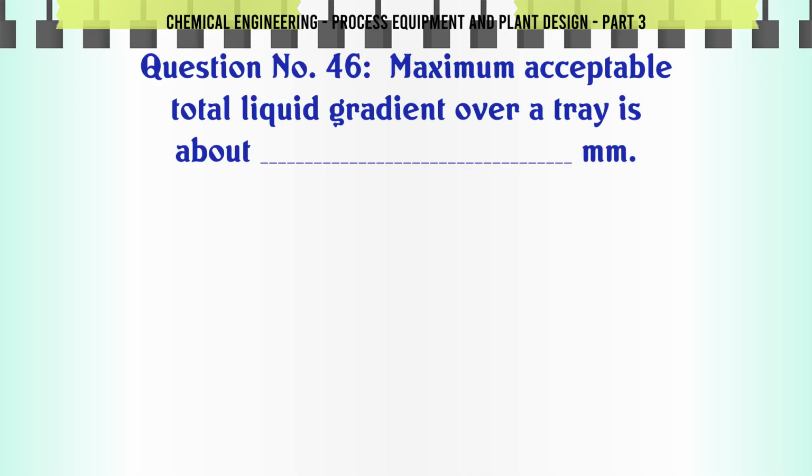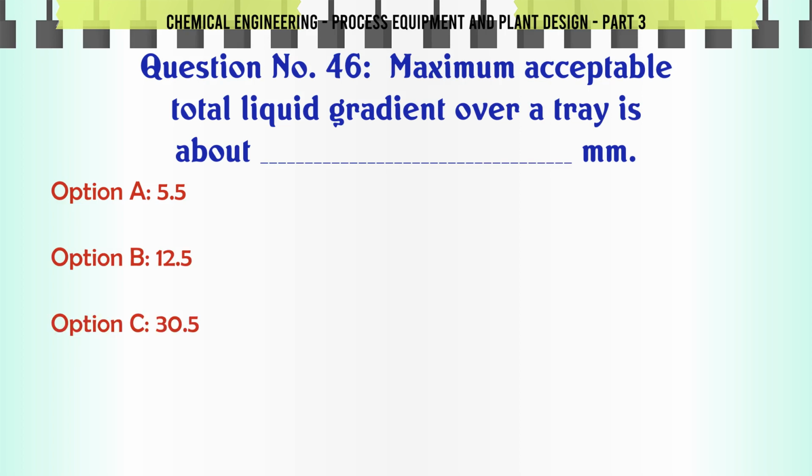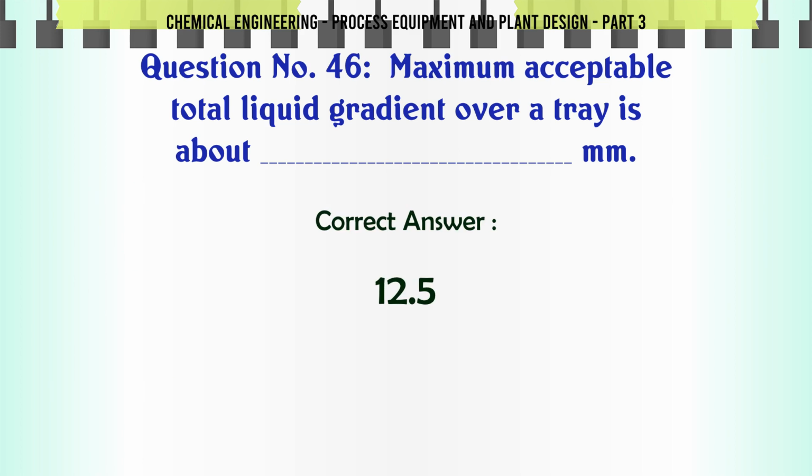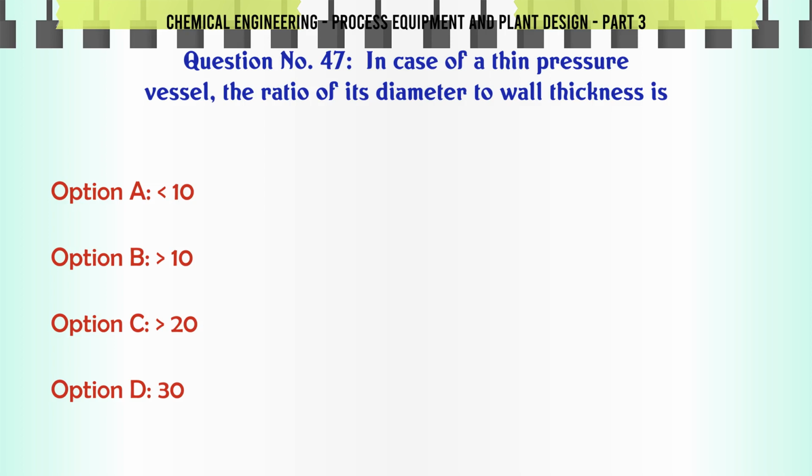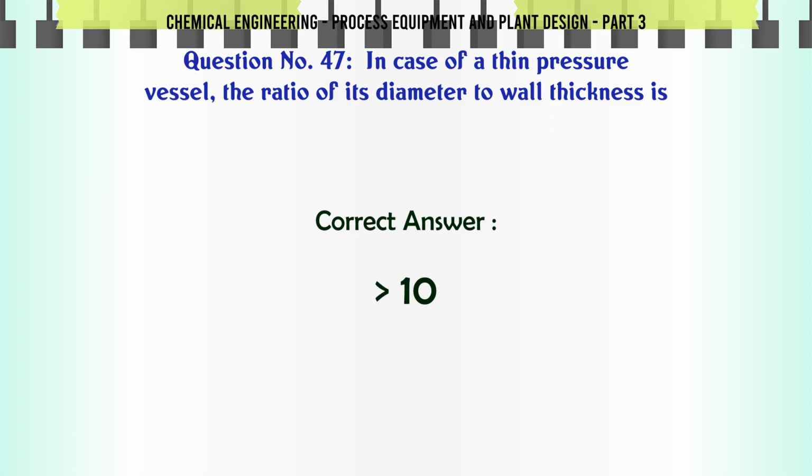Maximum acceptable total liquid gradient over a tray is about mm. A. 5.5, B. 12.5, C. 30.5, D. 45.5. The correct answer is 12.5. In case of a thin pressure vessel, the ratio of its diameter to wall thickness is A. 10, B. 10, C. 20, D. 30. The correct answer is 10.